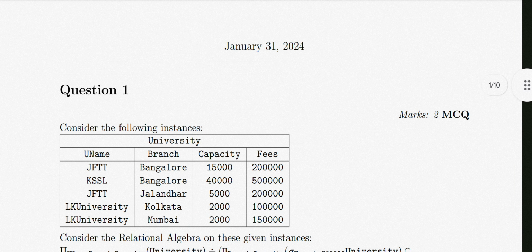So, question number 1. Consider relation algebra on these instances. What will be the output? So, let's start from the inner loop.